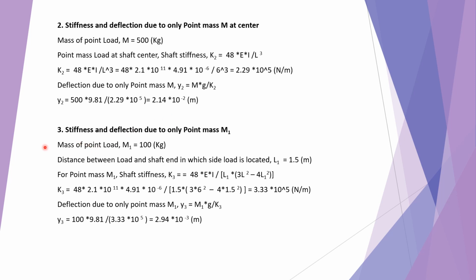Now stiffness and deflection due to only point mass M1. Mass of load M1 is 100 kg. Distance L1 is 1.5 meter. Shaft stiffness K3 is equal to 48 EI upon [L1 into (3L² − 4L1²)]. After putting all these values, K3 is equal to 3.33 into 10 to the power 5 Newton per meter. Deflection due to only point mass M1, which is Y3, is equal to 2.94 into 10 to the power minus 3 meter.